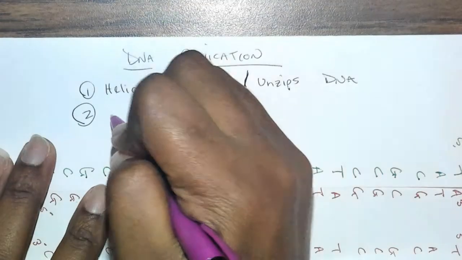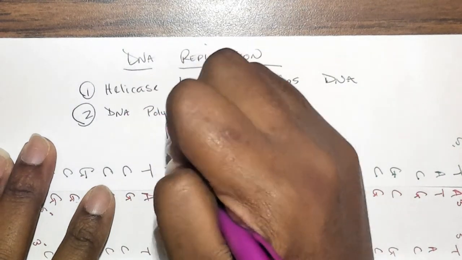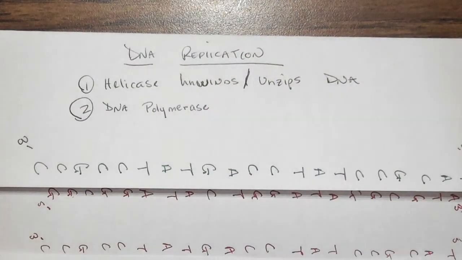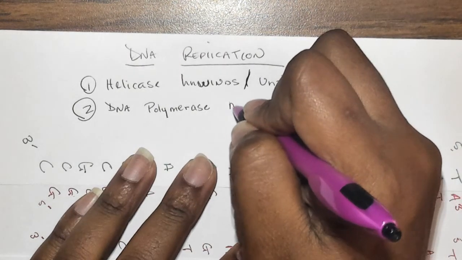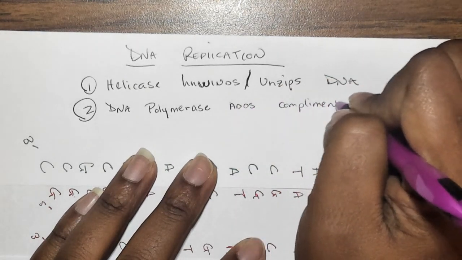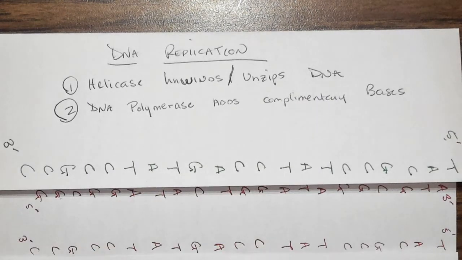Then, the really big word that you guys don't like saying, DNA polymerase. Polymerase. I know, a lot of syllables, that's okay. DNA polymerase adds the complementary bases. So, DNA polymerase adds the A's to the T's and the G's to the C's, and then we are done.